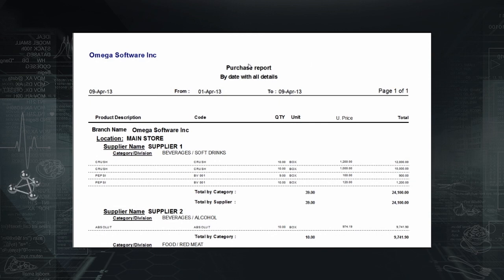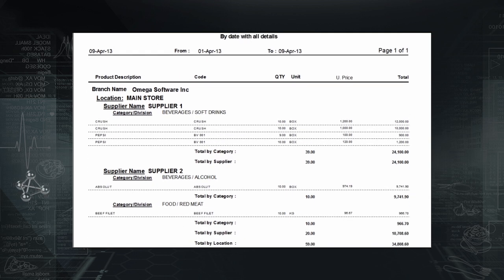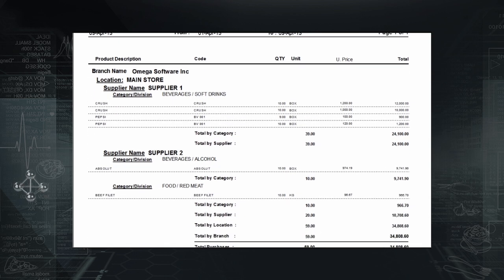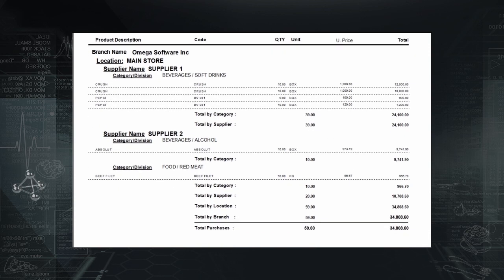Let's take a few examples about reports. First, transactions reports. Consider, for instance, the purchase report. Note that there are different purchase reports. This one shows purchases by date with all details and shows the items bought from each supplier. At the end of the report, the total by category, the total by supplier, and the total by purchases are shown.